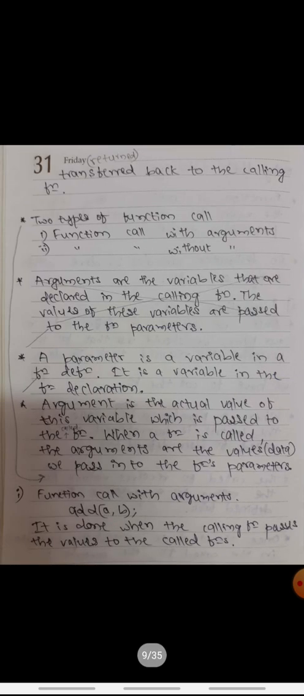Now let us see two types of function call. First one is function call with arguments and second one is function call without arguments. Function call with arguments will be like this: add(a, b); It is used when the calling function passes or gives the values to the called function. So if the calling function is willing to give the values or variables to the called function, at that time we use this function call, that is function call with arguments.